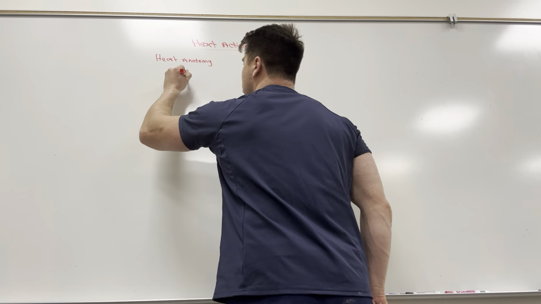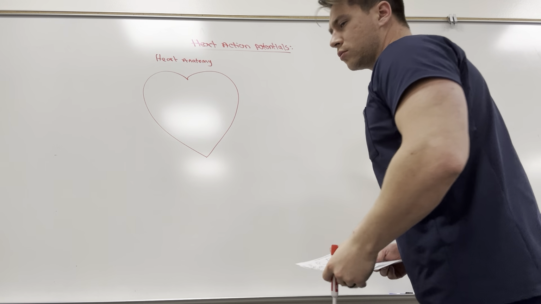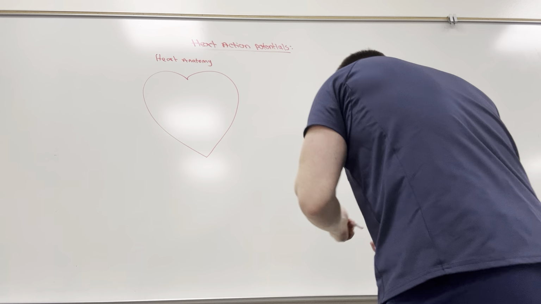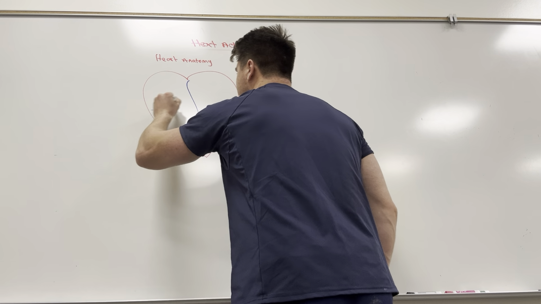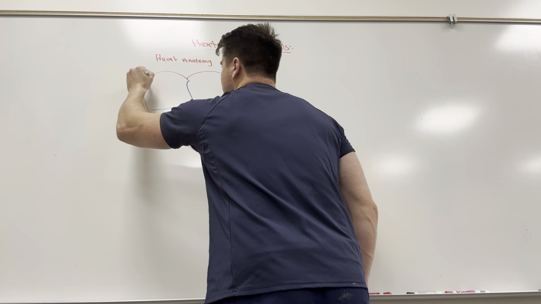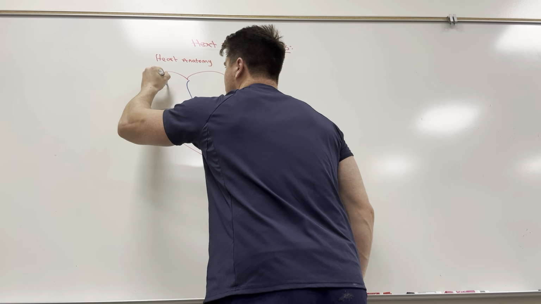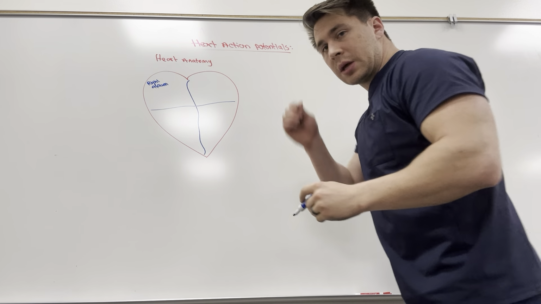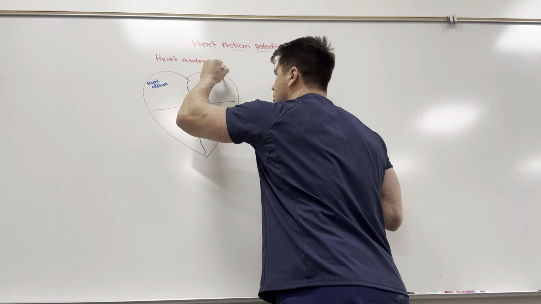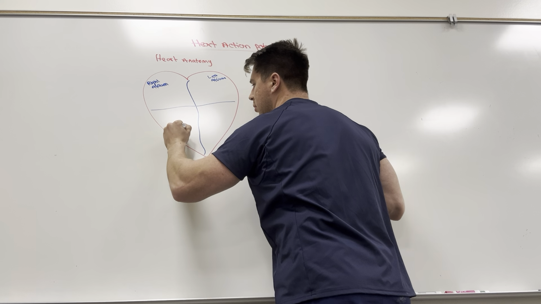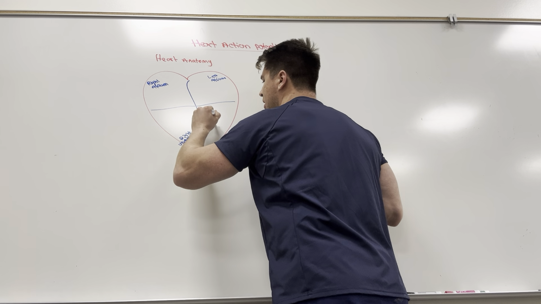Cool. So we have the heart, right? Something really interesting about the heart is we're going to divide this up into basically 4 quadrants, okay? We're going to have the right atrium, okay? Then we're going to have the left atrium. Then we're going to have the right ventricle and the left ventricle.